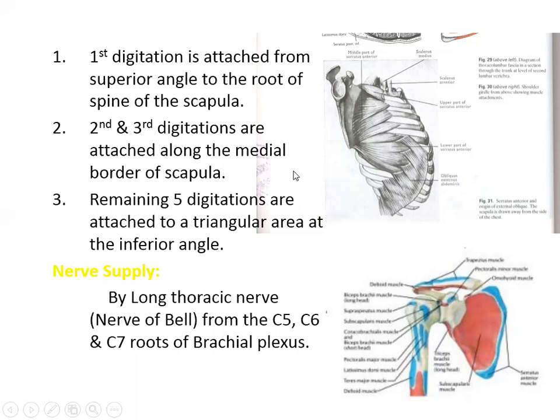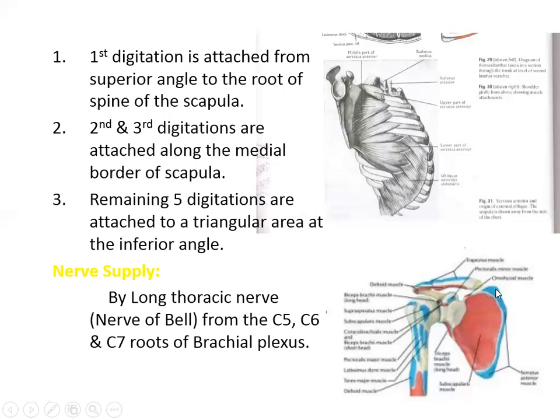The second and third digitation are attached along the medial border of the scapula. So the digitation coming from the second and third rib will be attached to the whole of the medial border. This is the whole medial border of the scapula. So what happens to the remaining five? The remaining five digitations coming from the fourth, fifth, sixth, seventh, and eighth rib are attached to the triangular area at the inferior angle. Into this inferior angle, all the remaining five digitations will be attached.